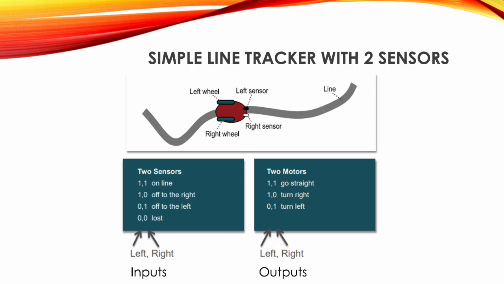Like if they're both on, the robot is on the line. If the one on the left is on, but the right one sees nothing, then that means that it's off to the right. And the opposite is true. If it's 0 for the left sensor, it can't see a line. If it's a 1 on the right sensor, it can see the line, so that means that we're off a little bit to the left. And if you can't see anything with either sensor, then you're not on the line at all.